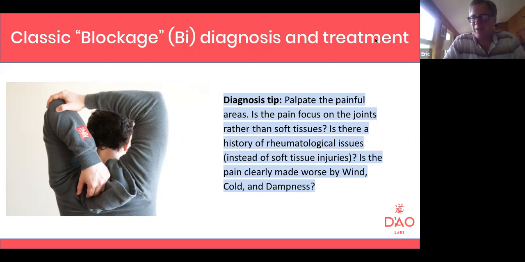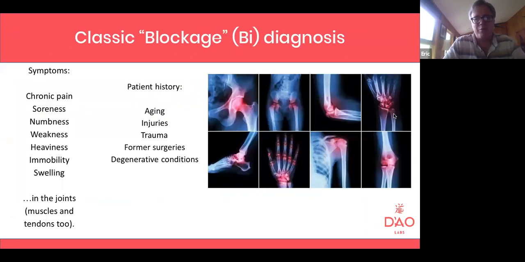But then we want to ask, is the pain clearly made worse by wind, by changing weather patterns, by cold temperatures, by dampness and humidity? All those things will help to point you towards a more classic Bi syndrome or Bi diagnosis. And when you have that diagnosis, I'm going to give you a few more symptoms here. What you're going to want to think about then is herbal medicine.